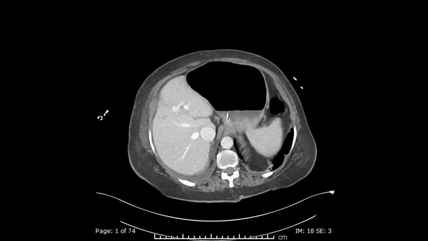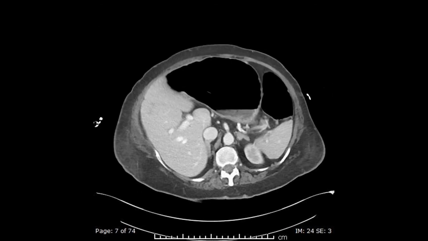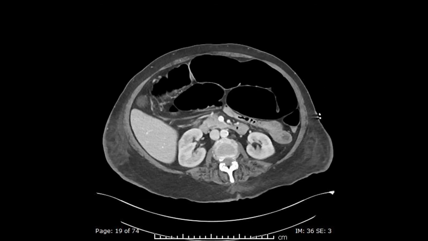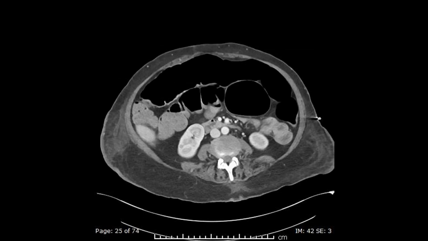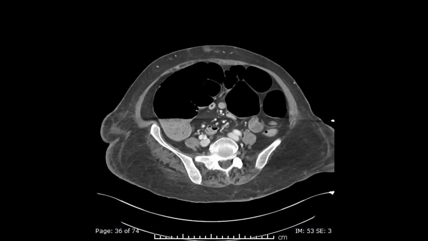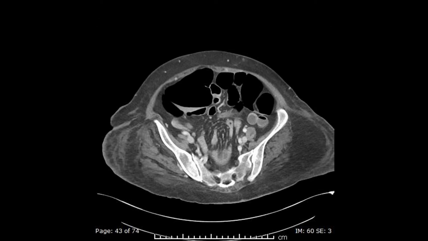This is the abdominal CT done in search for a cause for the abdominal distension. The whole gastrointestinal tract is dilated. Stomach, small intestine, and large intestine, with no evidence of mechanical intestinal obstruction.